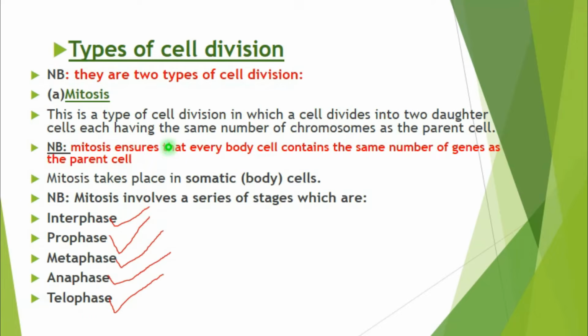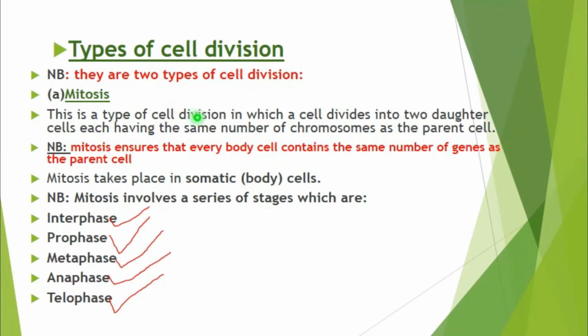So now, having discussed cell division, chromosomes, chromatids, centromere, genes, DNA, now we need to know the types of cell division. Generally, we have two types of cell division. One, we have mitosis. The other one, we call meiosis. We'll come to it. So what is mitosis? We need to know the definition of mitosis, the importance of mitosis, the stages of mitosis, and where it occurs.